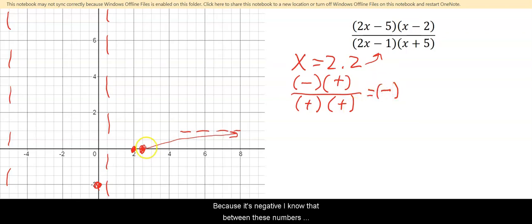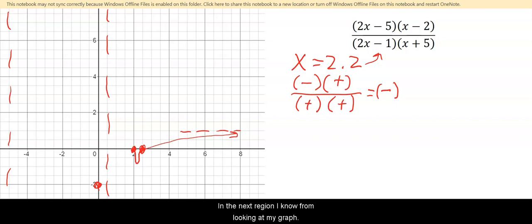Because it's negative, I know that between these numbers, the graph has to go down into the negative region and turn around and come back to hit at 2. I don't know exactly how low it goes, and I won't be able to figure that out until I take Calculus 1. What about in the next region?